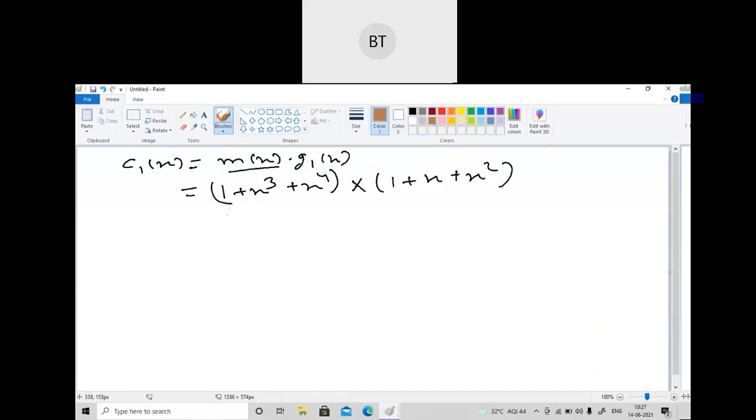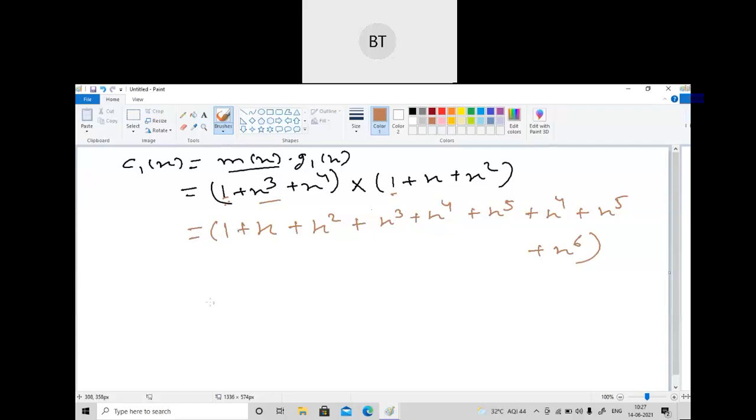So very simple multiplication. 1 into 1 will be 1. Then 1 into x will be x, plus 1 into x square, that will be x square, plus x cube into 1, that will be x cube. Then x cube into x will be x to the power 4, plus x cube into x square, x to the power 5, plus x4 into 1, x to the power 4, plus x to the power 5 plus x to the power 6. So this is what we have got.